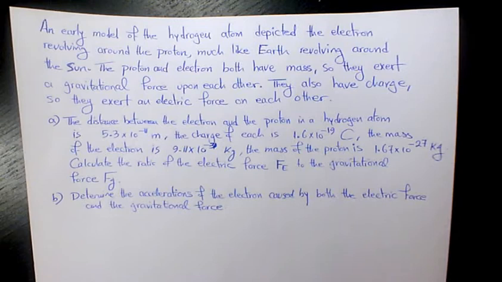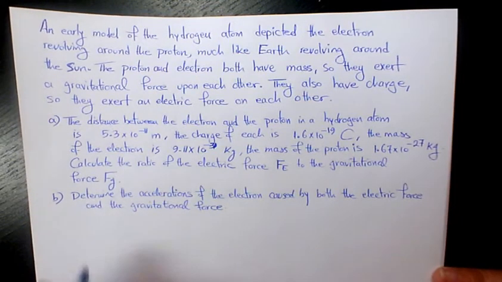Part A is asking: the distance between electron and proton in the hydrogen atom is 5.3 times 10 to the power of negative 11 meter, and the charge of each is 1.6 times 10 to the power of negative 19 Coulomb. Obviously, proton is positive and electron is negative. The mass of electron is 9.11 times 10 to the power of negative 31 kilograms, and the mass of proton is 1.67 times 10 to the power of negative 27 kilograms. Calculate the ratio of the electric force, Fe, to the gravitational force, Fg.